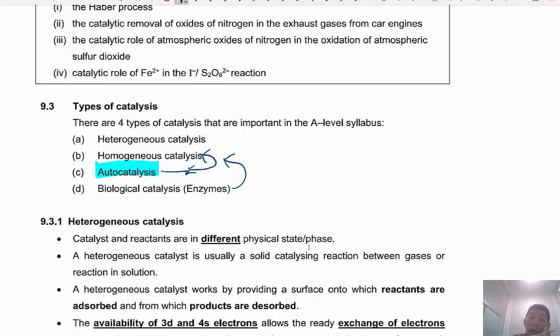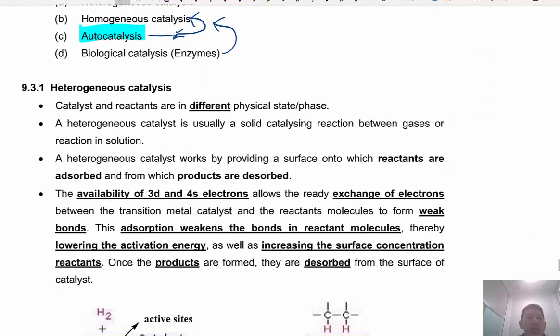Okay, so let's take a look at the first category, heterogeneous catalysis. Heterogeneous refers to the state. Hetero means different. So hetero just means different. In this case, heterogeneous means different physical states or phases. Usually, a heterogeneous catalyst is a solid that catalyzes a reaction between gases or reactants in solution.